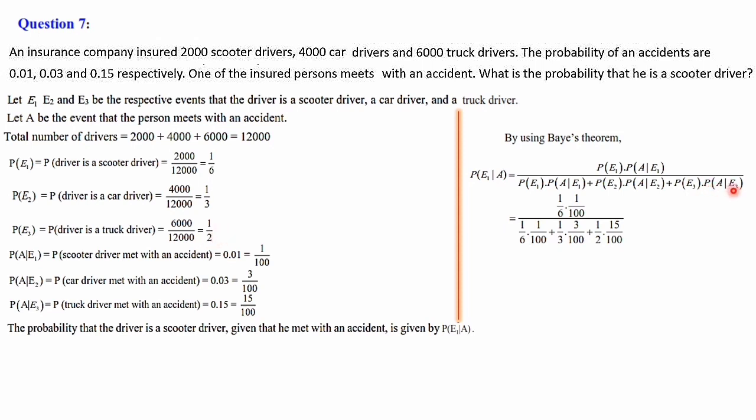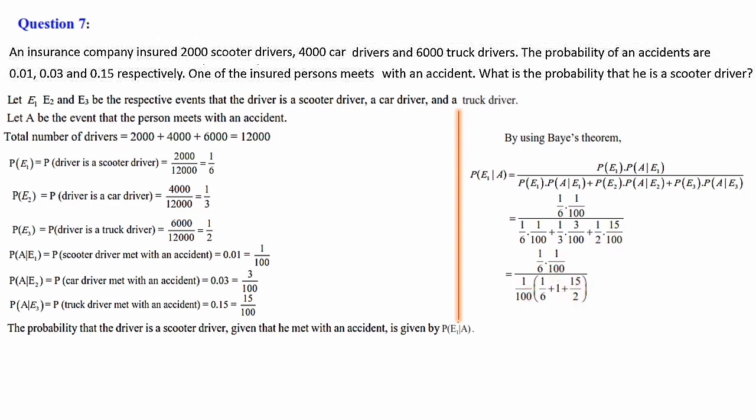1 by 2 into P of A given E3, that is 15 by 100, it's written. Now let's go for calculation. Here 1 by 6 into 1 by 100. In the denominator, just as before, we can take a common factor, 1 by 100. So when we take 1 by 100 outside in the denominator, in the first term there is 1 by 6, and in the second term the 3 cancelled and only 1 by 100 was there, that is out. Balance is 1. Plus here 1 by 100 is outside, 15 divided by 2 is the balance.